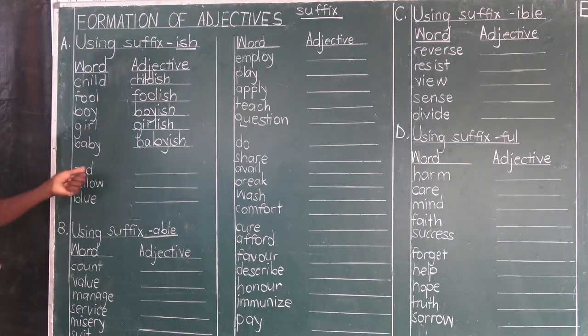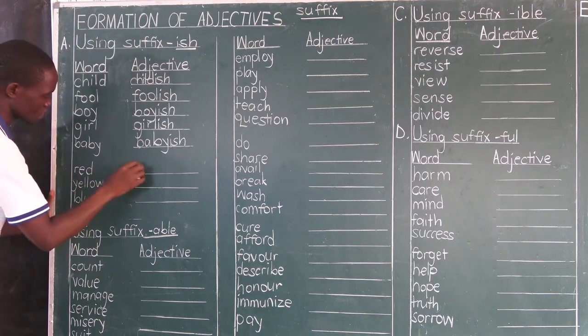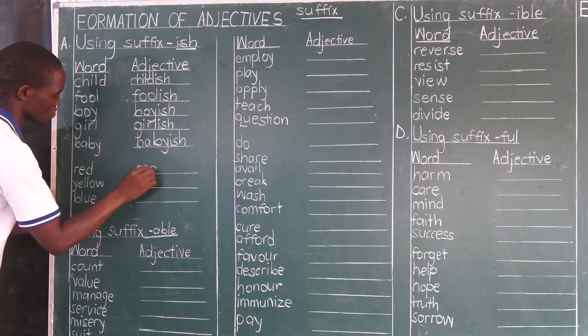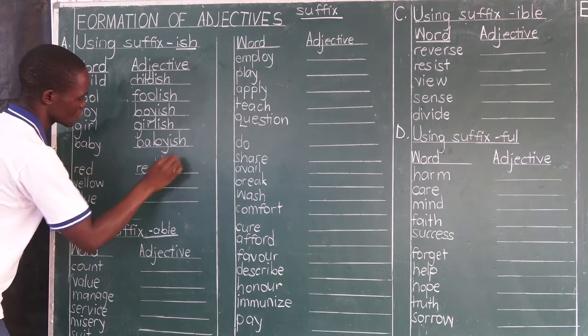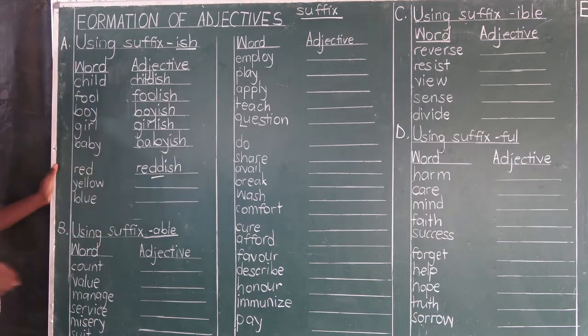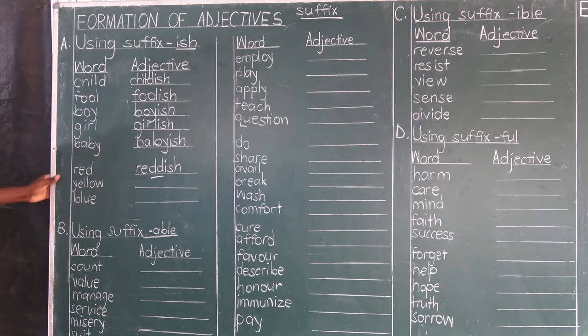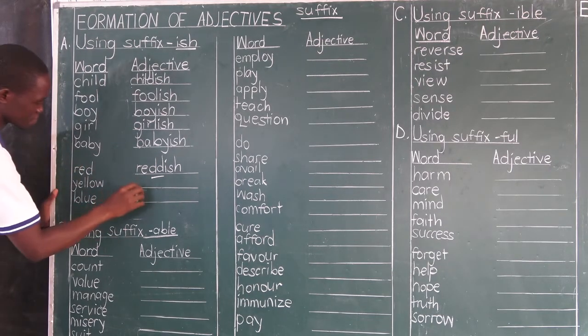Red, the adjective is reddish. If you master a spelling, that will be a favor you have done to me. Reddish has a double D. Reddish is written with double D. Yellow.